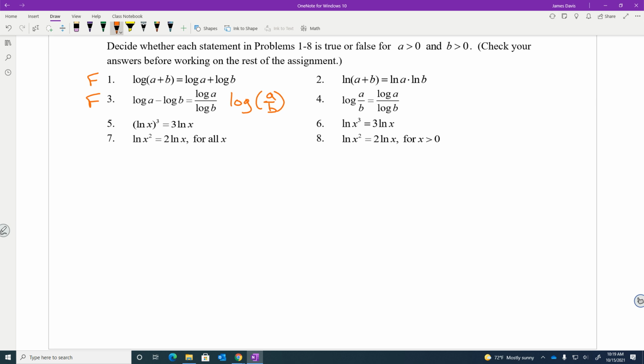What about 5? True. That's true. What do you think? I think it's true. All right, wrong again. It's if it was the natural log of x cubed, then you can bring the 3 down. Oh, it's not. False. This is pretty tricky. I haven't looked at this yet.